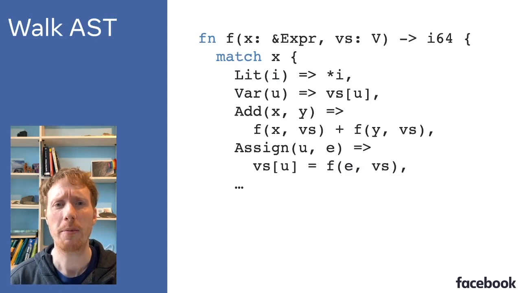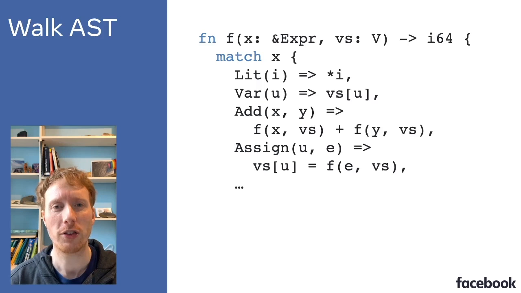So let's implement the simplest thing we can. Just walk over the abstract syntax tree and evaluate it, doing what it says. Here we're defining a function in Rust called f that takes as its arguments x, the expression, the abstract syntax tree, and v of type v, which is just the variable storage. So this is just where we're putting the I and the x. And it returns an i64, which is Rust speak for int.